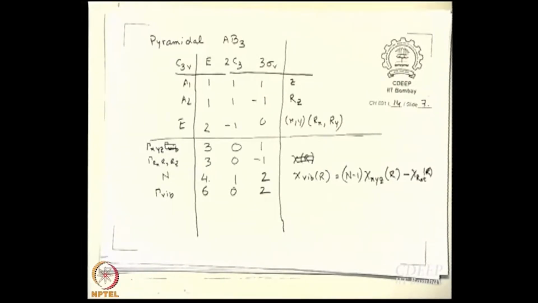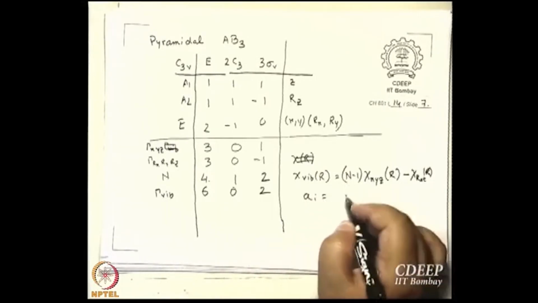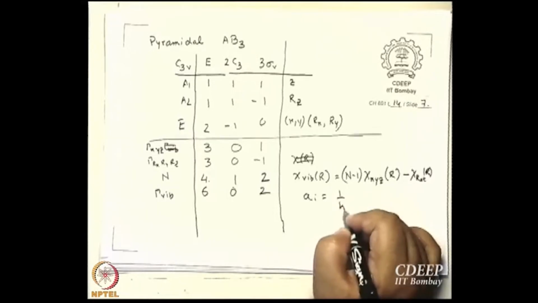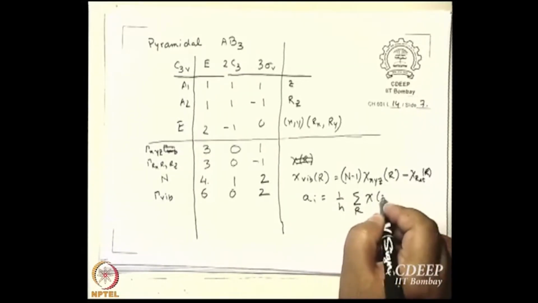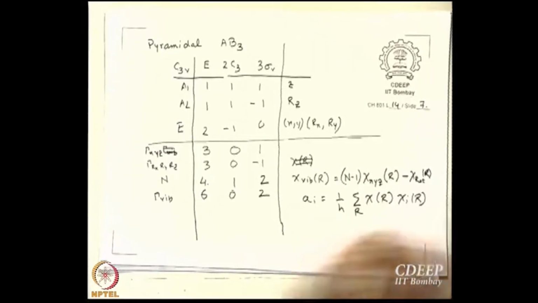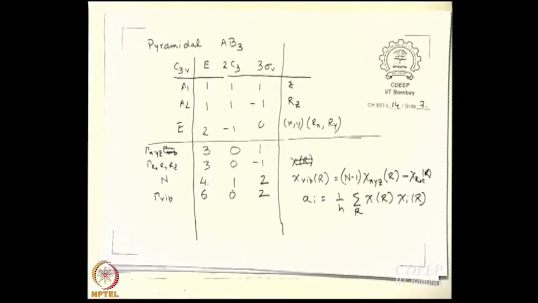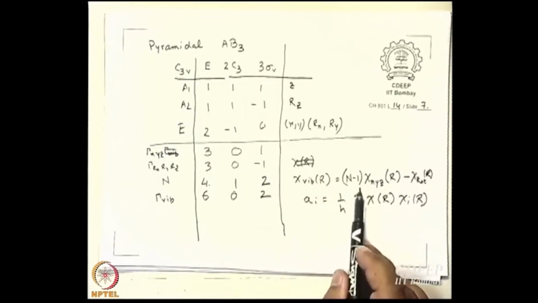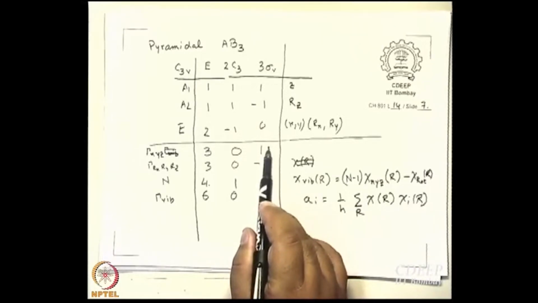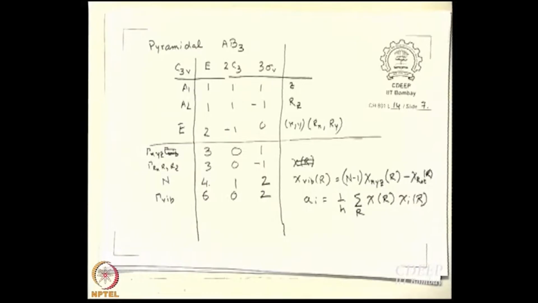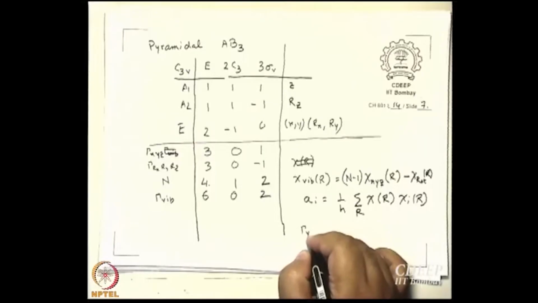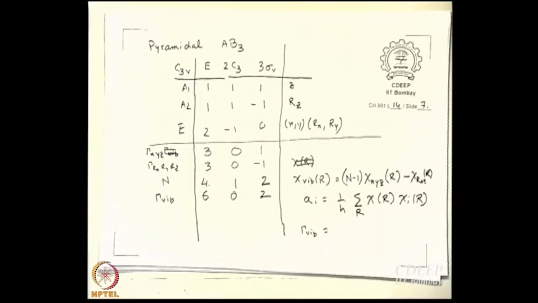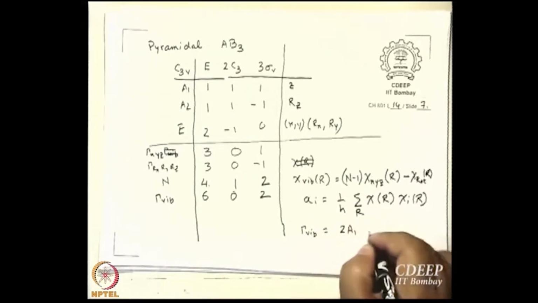So gamma vib is 6, 0, 2. Can you now break it down using a_i equal to 1 by h, sum over R of chi of R times chi_i of R? What is h? 3, sorry, 6. Let us see. The result is equal to 2A1 plus 2E.